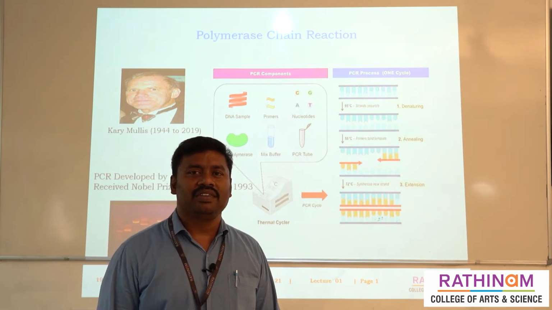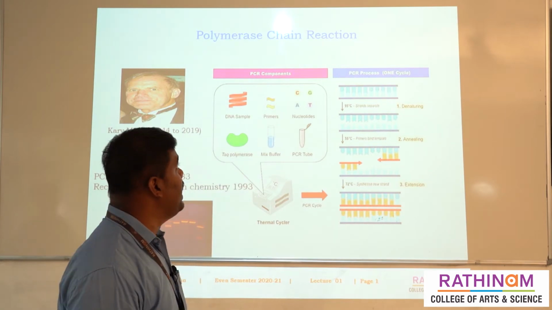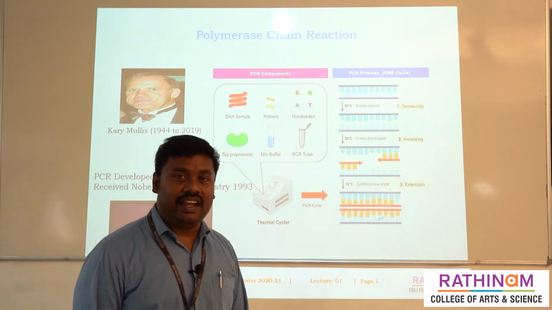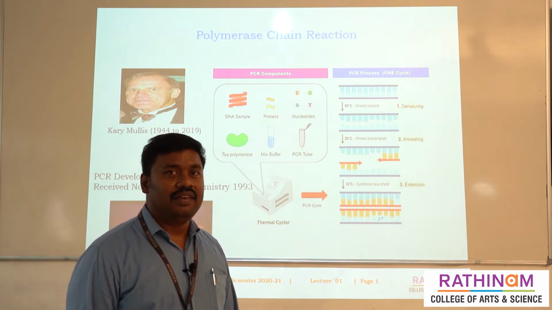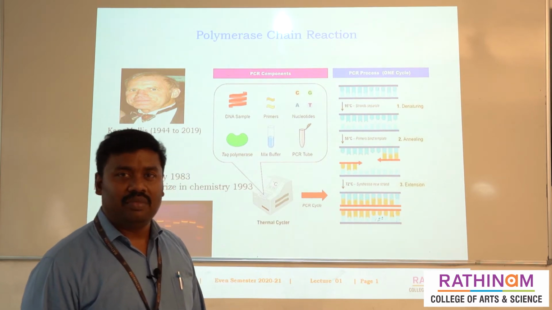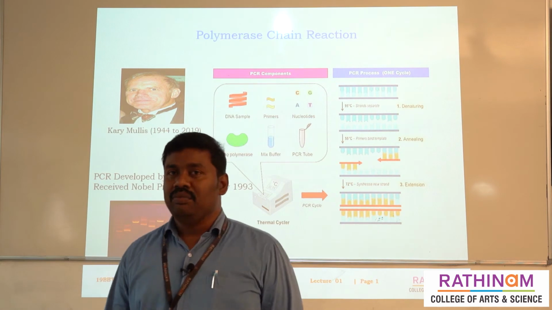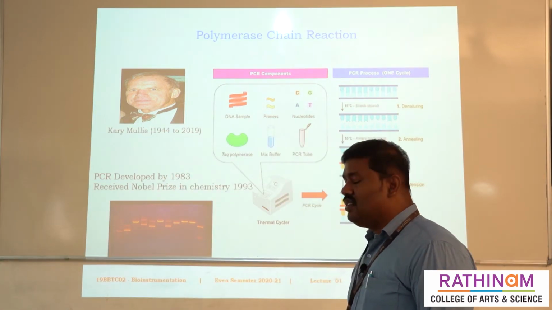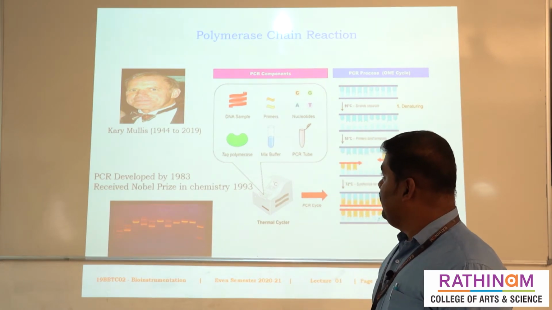Today I am going to present about the polymerase chain reaction. The polymerase chain reaction uses enzymes to amplify DNA fragments. Our DNA fragments of interest are amplified based on the reaction of polymerase. This reaction was first invented by Kary Mullis in 1983, and based on the invention, he received the Nobel Prize in 1993.